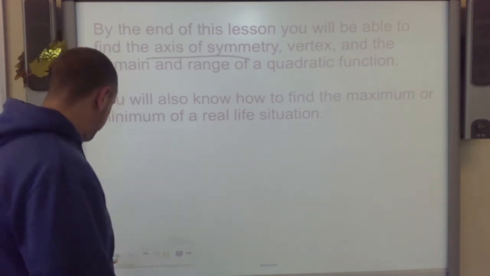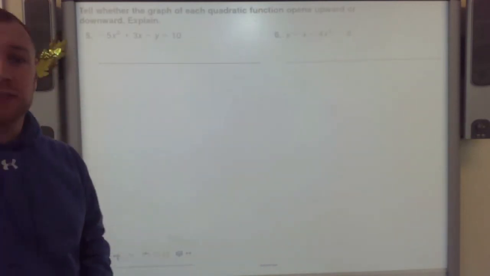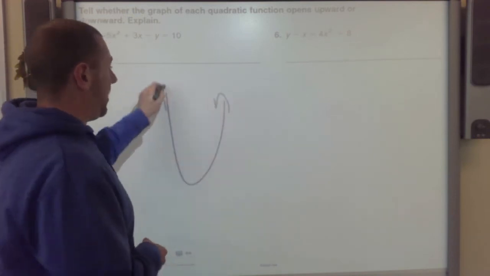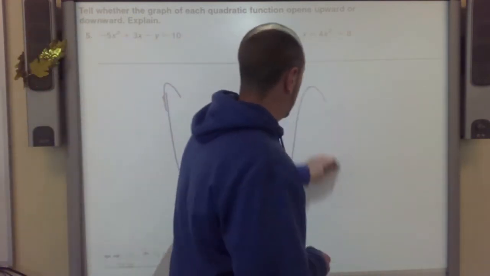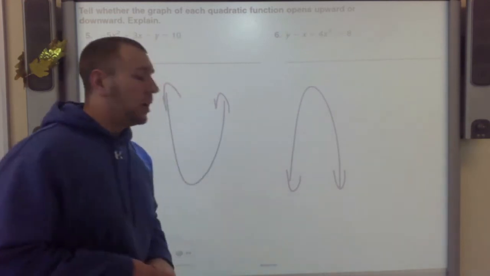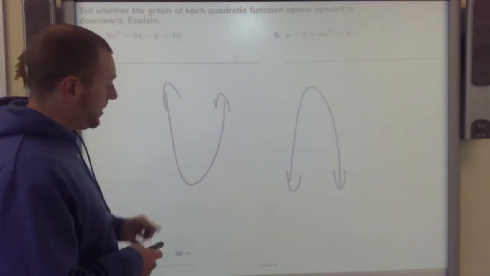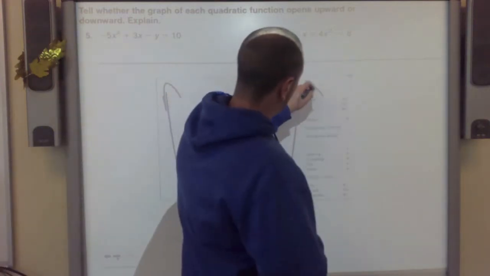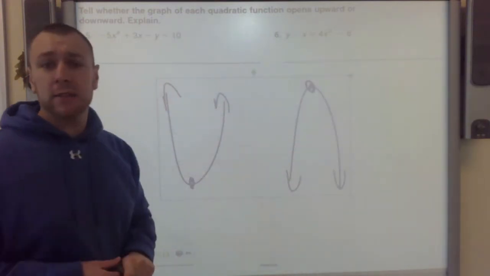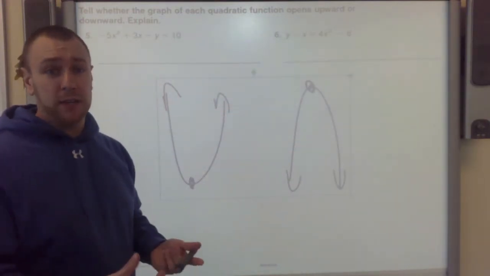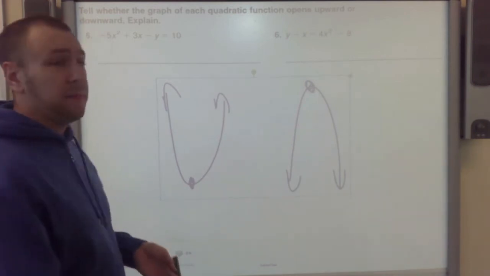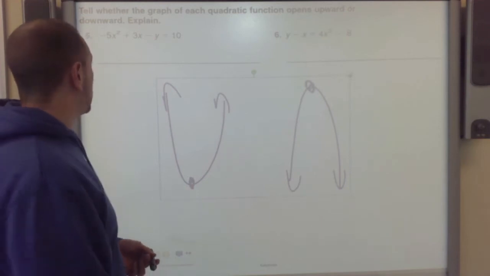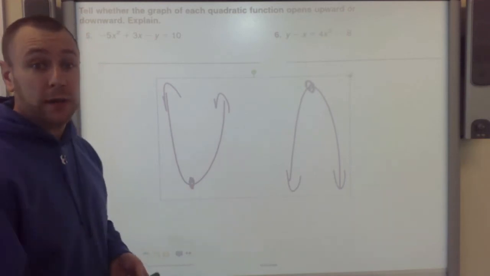So the first thing we have to figure out is, does a quadratic function open up or does it open down? If it opens up like this, we have a minimum value. If it opens down like this, we have a maximum value. So it's all determined by the a coefficient, that coefficient in front of the x squared term.